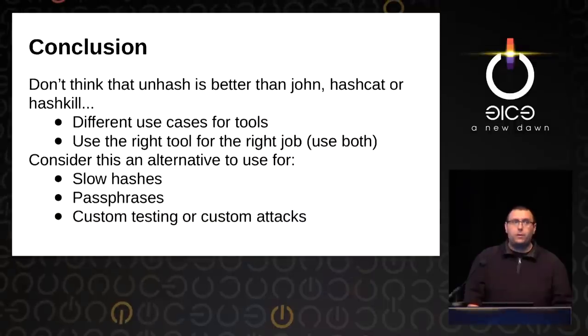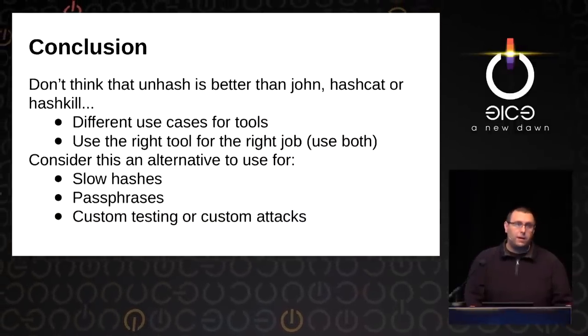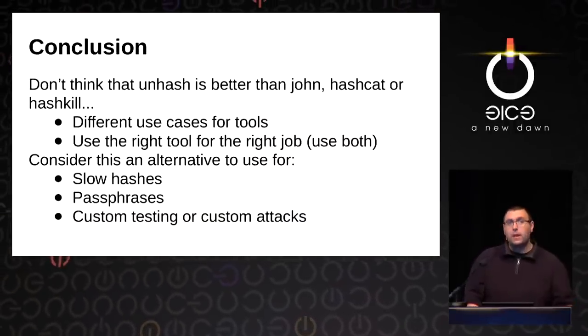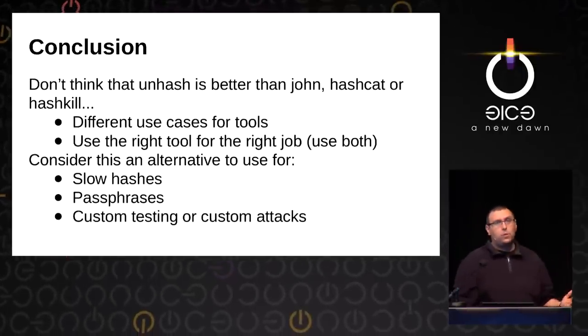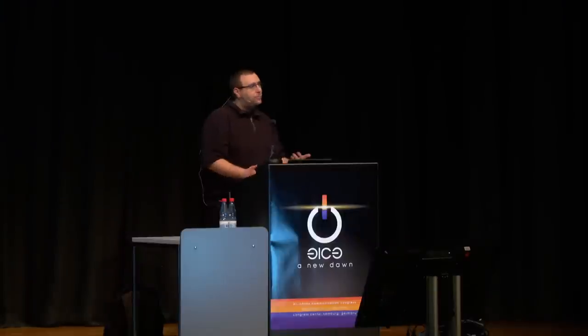Still, if you have a GPU cluster, going GPU is the king. Or if you have a FPGA board or something like that. If you want to test for slow hashes, like bcrypt, scrypt, pbkdf2, and you can't afford a large amount of comparisons because the cracking process is slow, then try this approach and maybe it will help. This also helps with passphrases. You know a part of a passphrase, you know how the passphrase was generated, how many words it has. You can pretty much simply brute force it then. Or in custom testing or in custom tools.